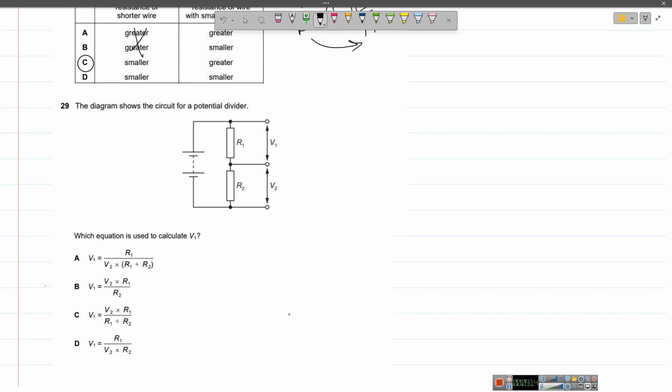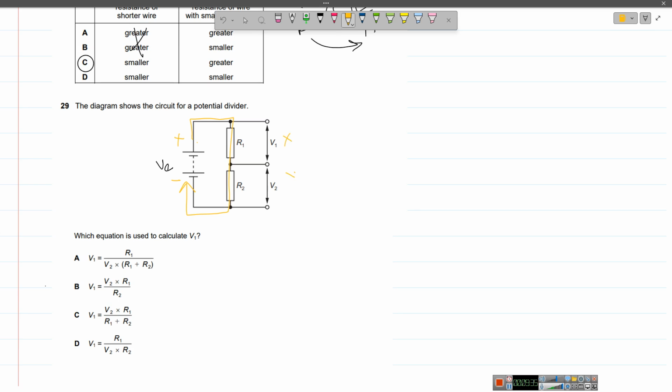The diagram shows the two circuits for the potential divider, right? We have this and this. This is the equivalent voltage, right? Which equation is used to calculate voltage 1? How do we get the voltage 1? Now keep in mind, in both these circuits, this is the positive, this is the negative. So the current will go through both of the resistors and come back, right? These two are in series.